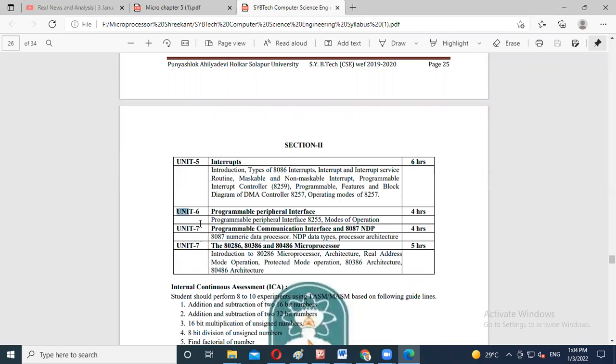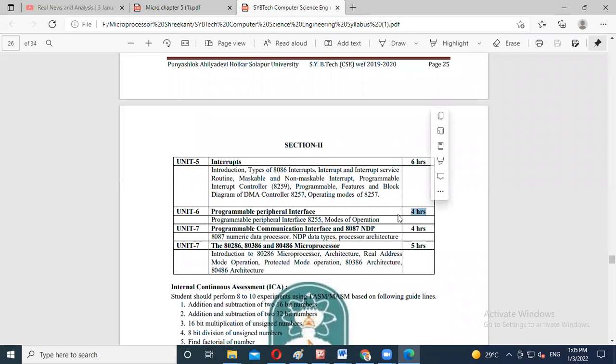So dear students, only 3 units are remaining. All these 3 units are very small units. Only 4 hours, and unit number 8 is 5 hours. Only 4 hours is more than enough to cover this syllabus, because only one topic is there, that is 8255. The programmable peripheral interface 8255 and operation modes of 8255. You do not need 4 hours. Only one topic is here, that is 8255.